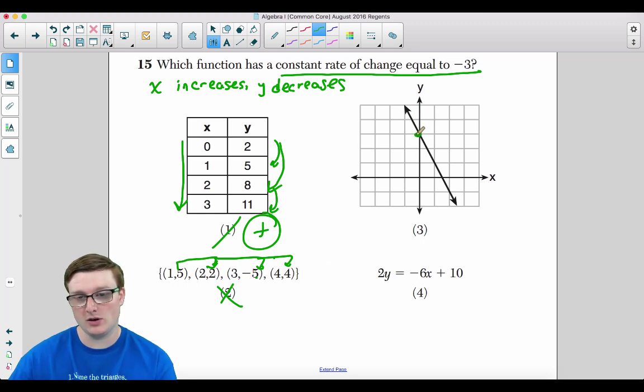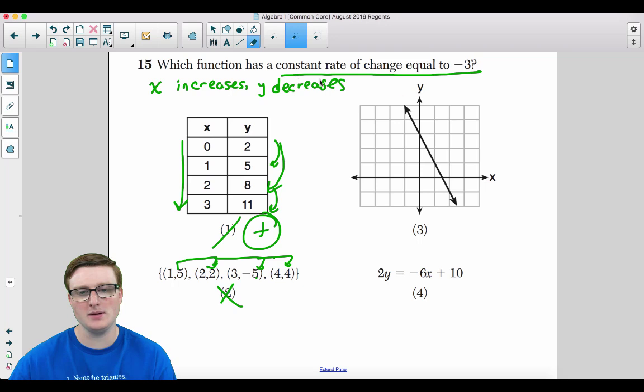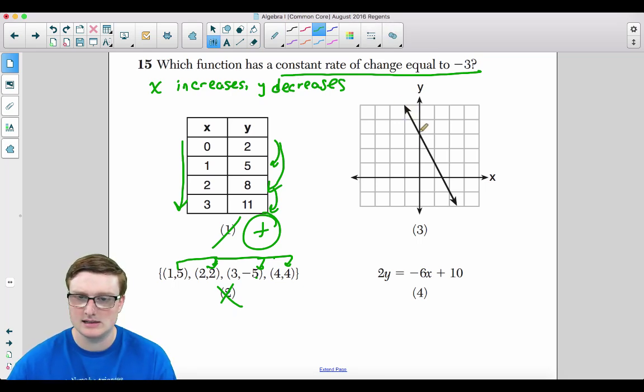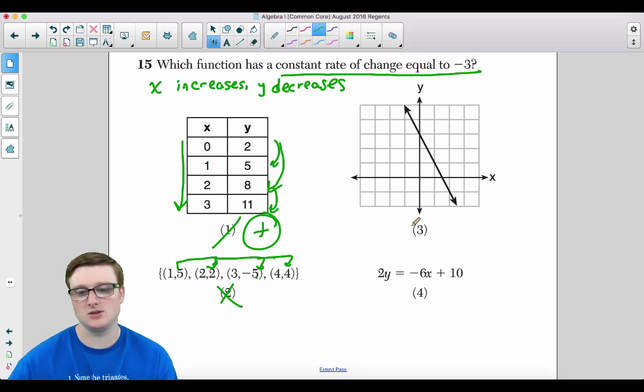Choice 3. All right, let's take a look at this point right there. Go down 3, to the right 1. No. But maybe we could try a different point, perhaps this point, down 3 to the, nope, that's not going to touch it. So choice 3 makes no sense.